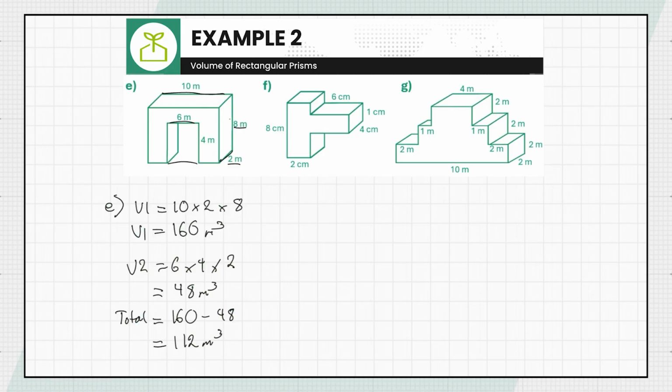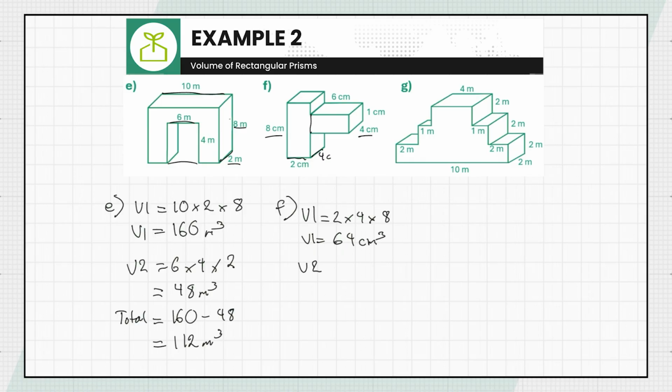Alright, if we look at F, we can separate this out into essentially two rectangular prisms, one that's standing upright and one that's tacked onto the side. So let's do the one that's standing upright as V1. So this is going to be 2 times 4, because it's the same depth as this. So 2 times 4 times our height, which is 8. And that means that our volume is just going to be equal to 8 times 8, or 64 centimeters cubed.